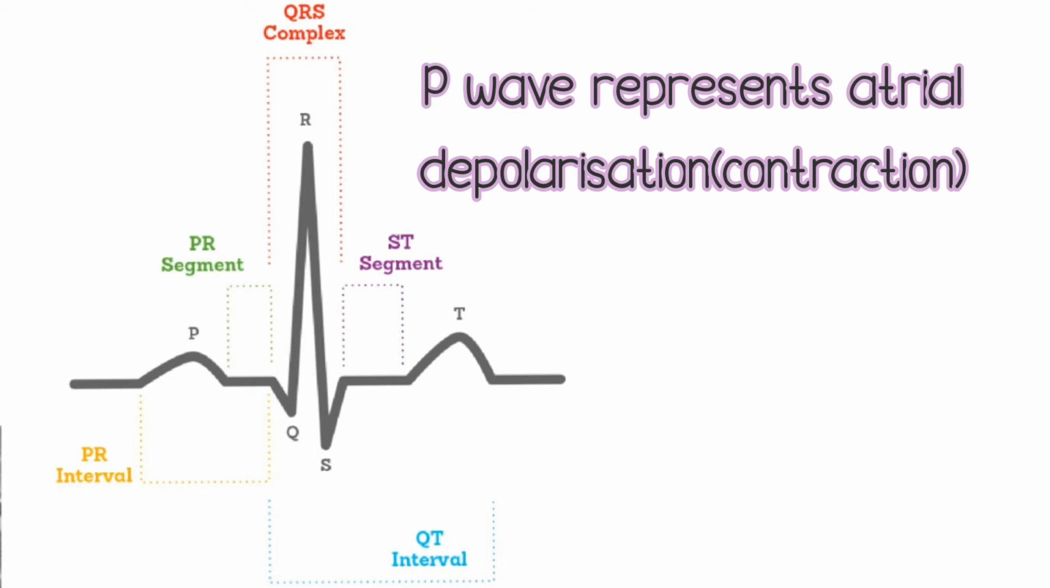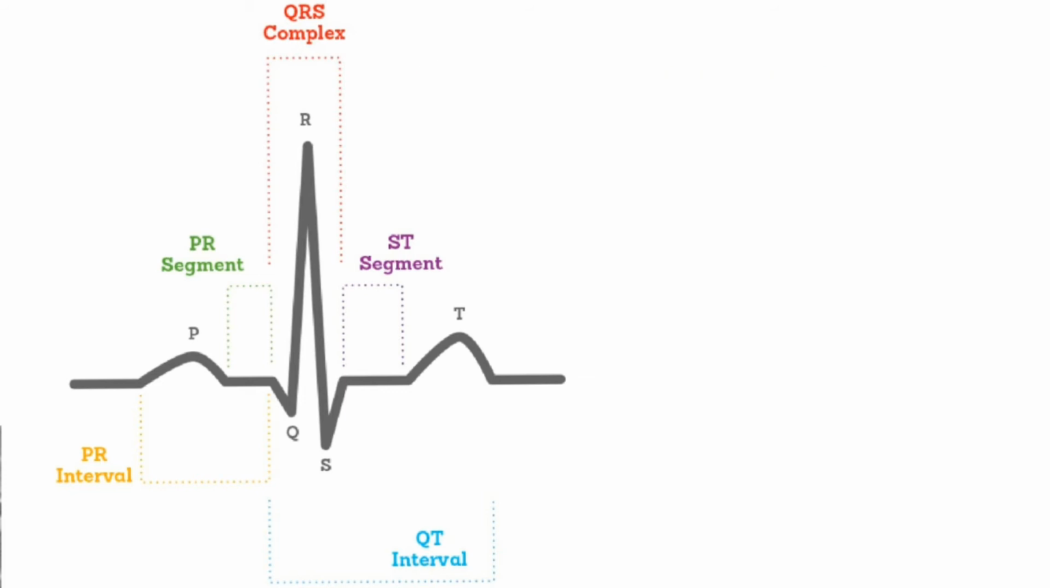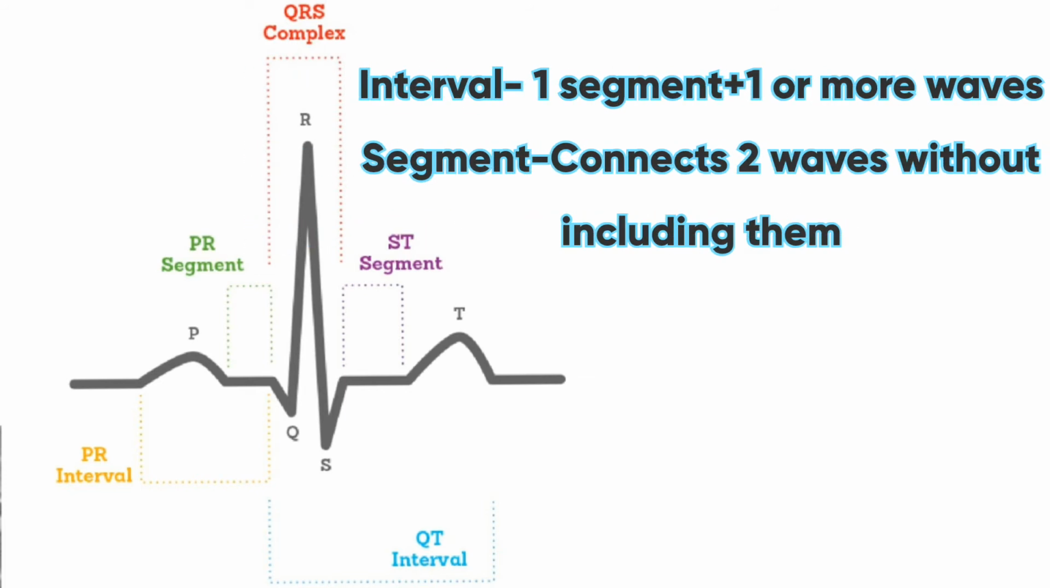Depolarization means that the cell undergoes a shift in charges. The inside of the cell becomes less negative. Before we discuss further, you need to know the terms interval and segment. An interval is one segment plus one or more waves, and a segment connects two waves without including them.